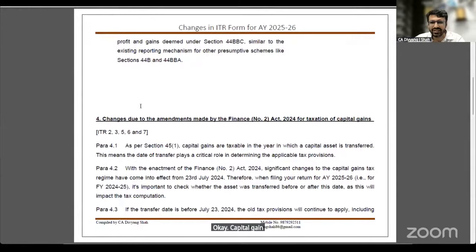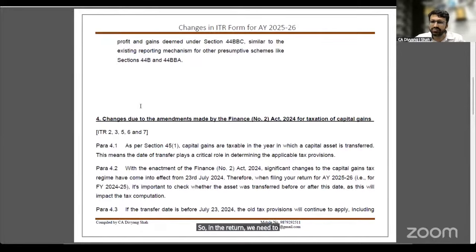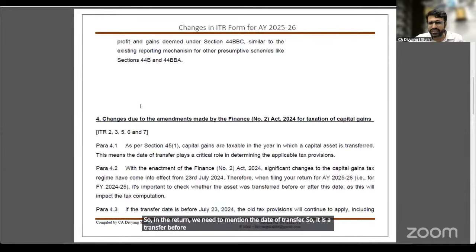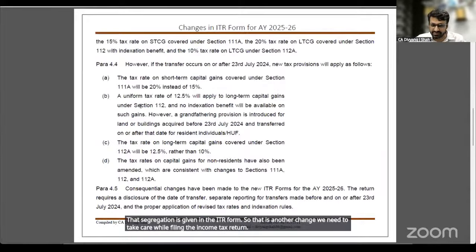Because of Finance Act (No. 2) 2024, if an asset is transferred after 23rd July 2024, then earlier long-term capital gain was taxed at 10%, but now it will be taxed at 12.5% if covered by 112A. If it is short-term capital gain covered by 111A, the earlier tax rate was 15%, but now it will be 20%. So in the return, we need to mention the date of transfer, whether it is a transfer before 23rd July or after 23rd July. That segregation is given in the ITR form. So that is another change we need to take care of while filing the income tax return. That slab is given.